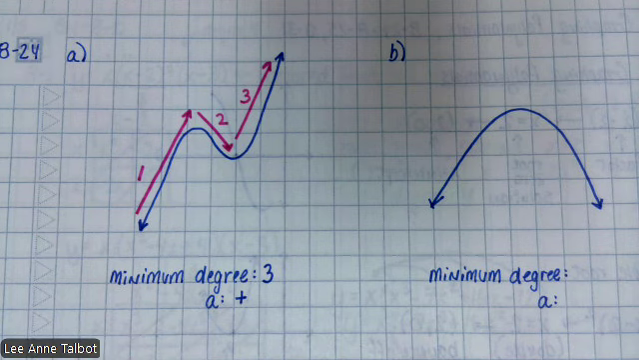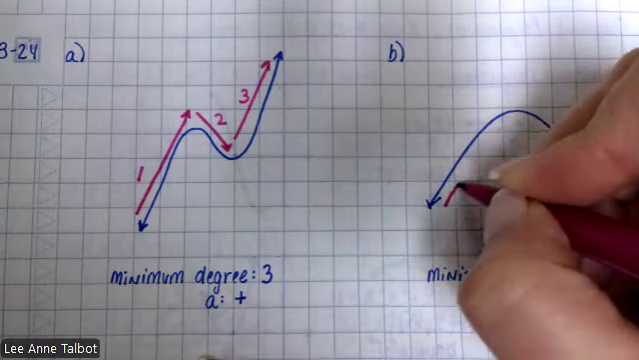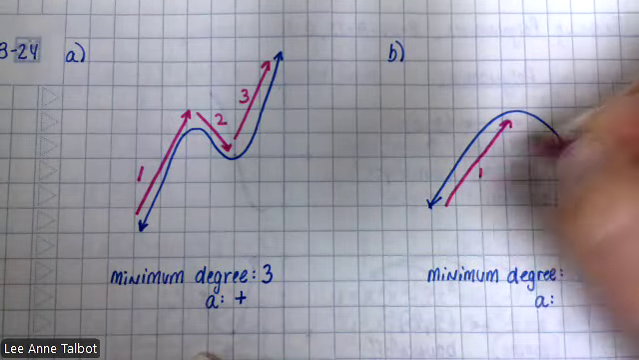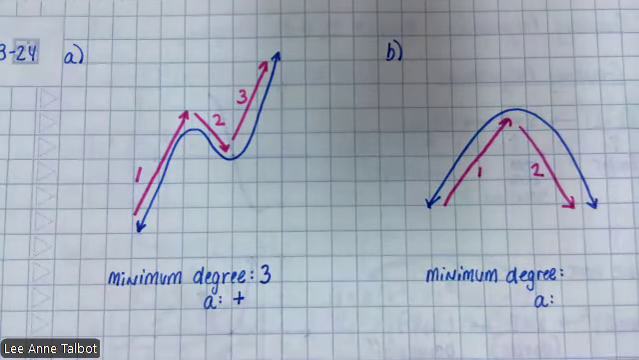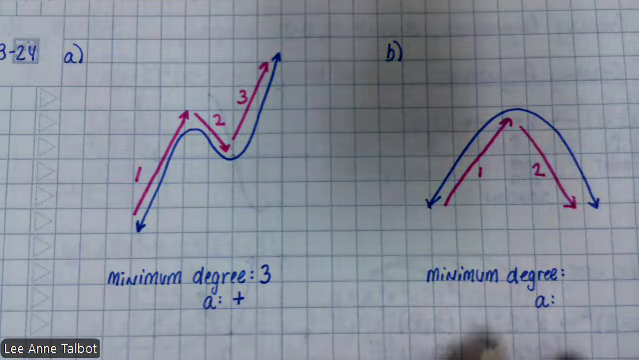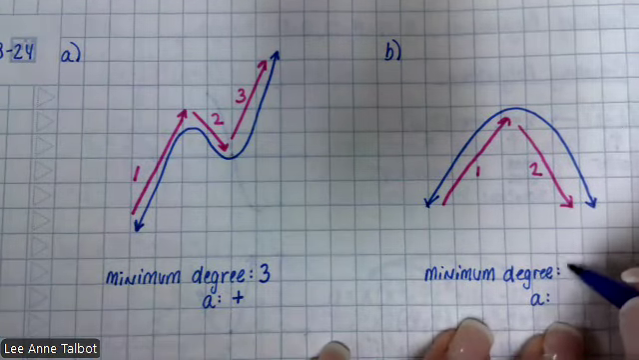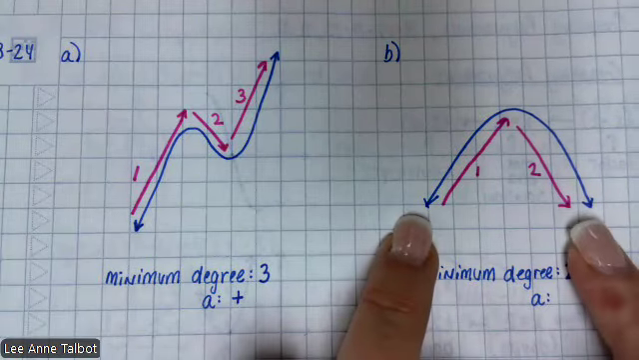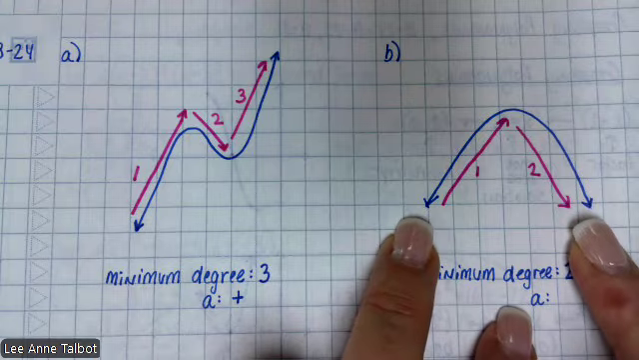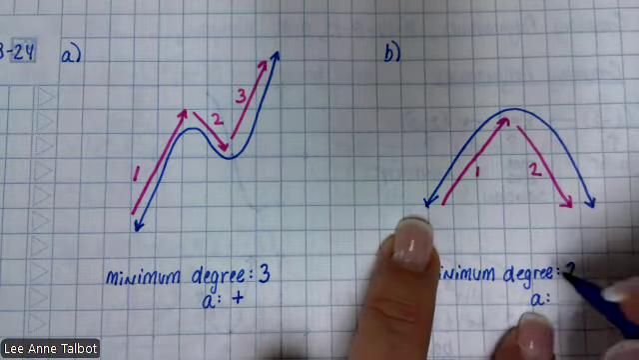Okay, B, what's the minimum degree? 1, 2. Minimum degree is 2. Does this one have a positive or negative A value? Negative, because they're both going down.